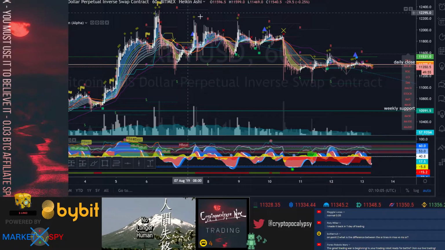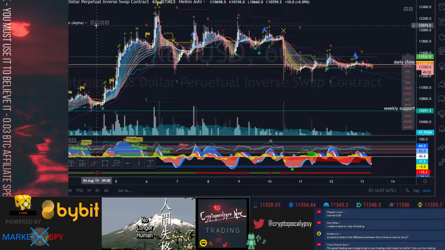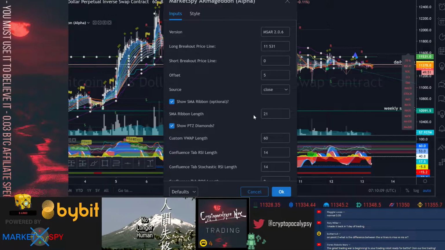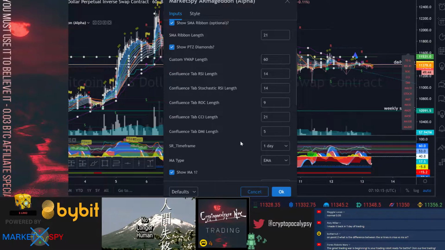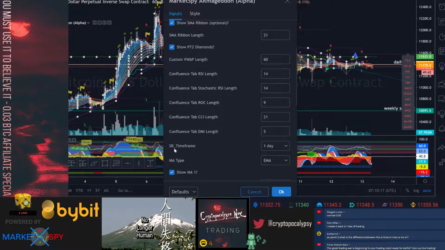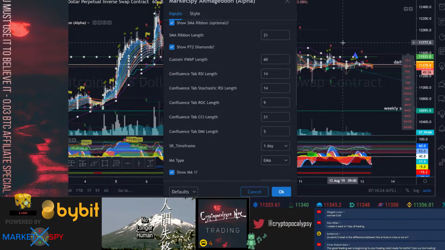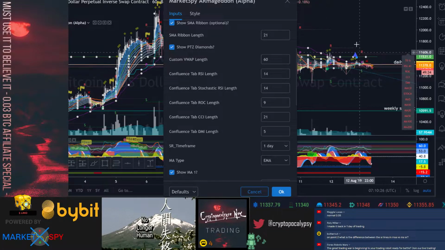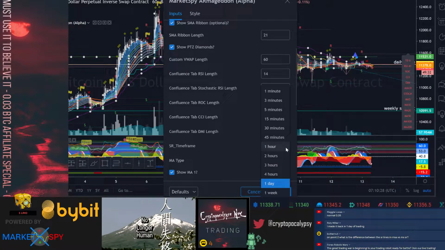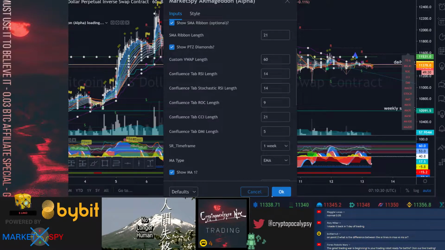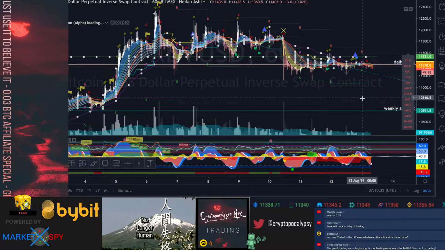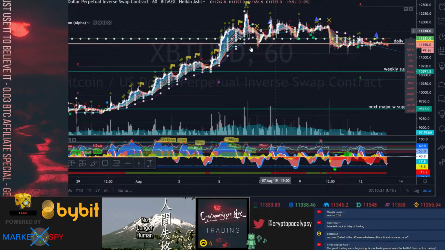This is actual factual support and resistance levels. And the difference is on the built-in MarketSpy Armageddon AR, you can go to this setting here, SR_timeframe. So this is the support resistance time frame. It shows you the daily levels of support and resistance. You can go to weekly to swing trade the weekly support and resistance, and it will repaint them.